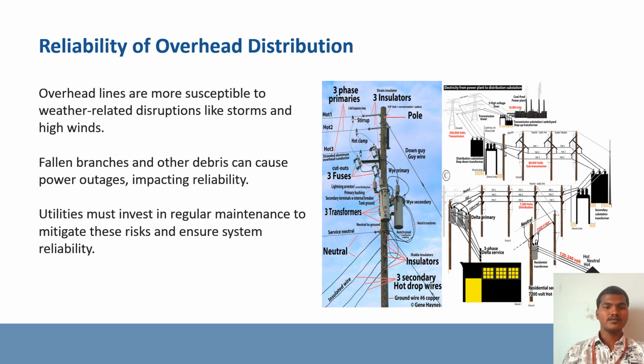Reliability of overhead distribution. Overhead lines are more susceptible to weather-related disruptions like storms and high winds. Fallen branches and other debris can cause power outages, impacting reliability. Utilities must invest in regular maintenance to mitigate this risk and ensure system reliability.